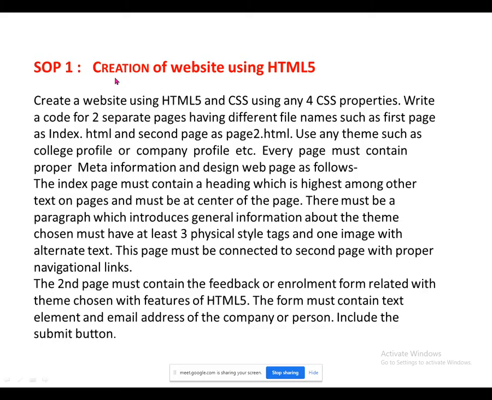First of all, we'll see the question: creation of a website using HTML5. Create a website using HTML5 and CSS using any 4 CSS properties. According to these questions, you have to create your website. Very first, you have to use CSS, and under CSS you have to use 4 CSS properties. Write code for 2 separate pages. So in your website, you have to create 2 separate pages with different file names, such as the first page as index.html and the second page as page2.html.